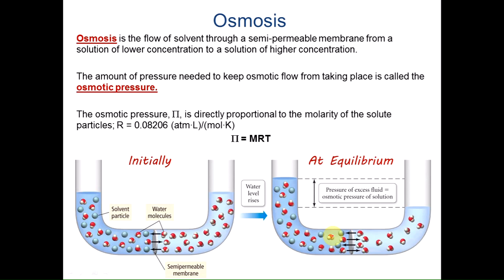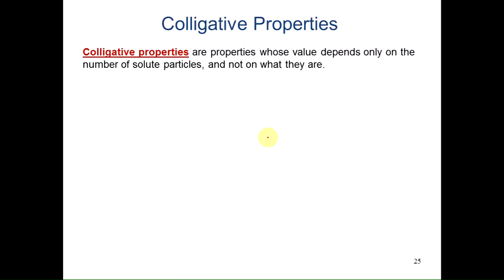Now the osmotic pressure, which we're going to relate with this capital pi here, is directly proportional to the molarity of the solute particles. So remember, big M is molarity, R is our gas constant, so we're using the one with units of liter atmospheres per mole K, and T is the temperature. So the osmotic pressure is going to be proportional to the molarity, the gas constant, and the temperature.